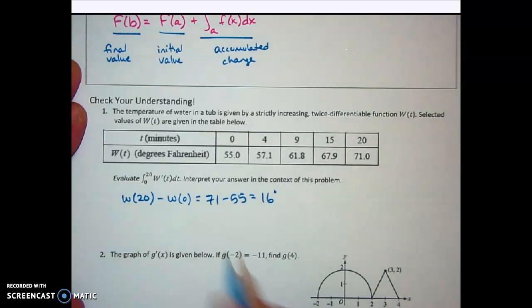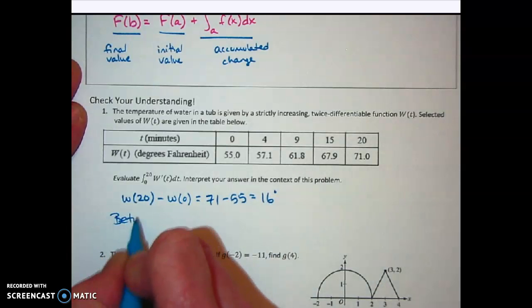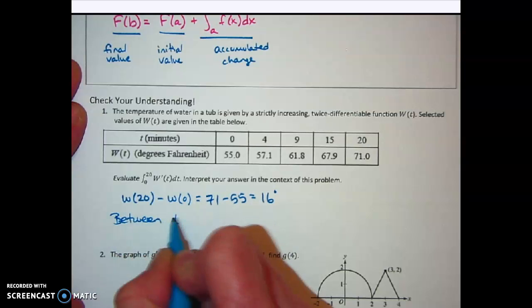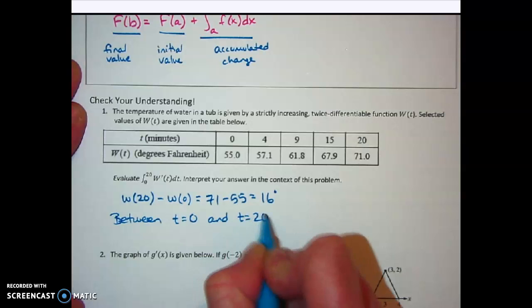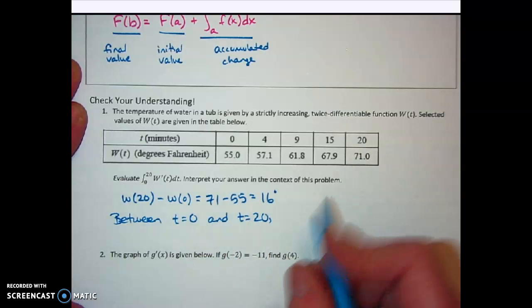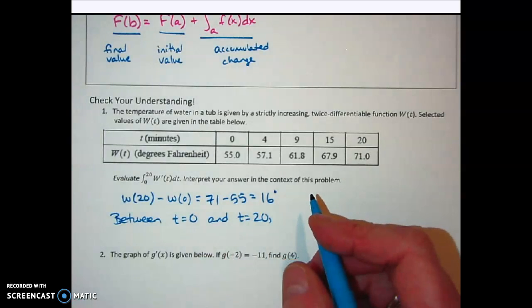which is telling me I'm taking 71 minus 55, and I'm getting 16 degrees. In the context of this problem, this is saying that between when the time equals 0 and t equals 20, the temperature of the bath had a net change of 16 degrees.